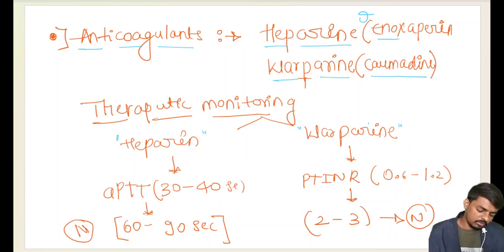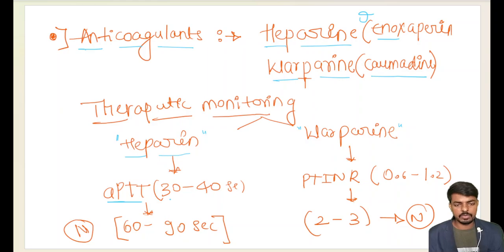Okay, when a patient is taking heparin tablets or injection, that is enoxaparin, we should monitor the patient for the APTT values. The normal APTT in a normal person is 30 to 40 seconds. When the patient is taking heparin, the normal APTT value is 60 to 90 seconds. Very importantly, a 2 to 3 times increase here.